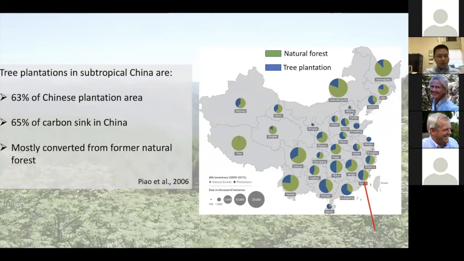And the tree plantation in this region is also important in China. The tree plantation here accounts for 63% of the Chinese plantation area. And the faster growing rate of the tree plantation accounts for 65% of the carbon sink in China. But most of this tree plantation comes from the former natural forest.